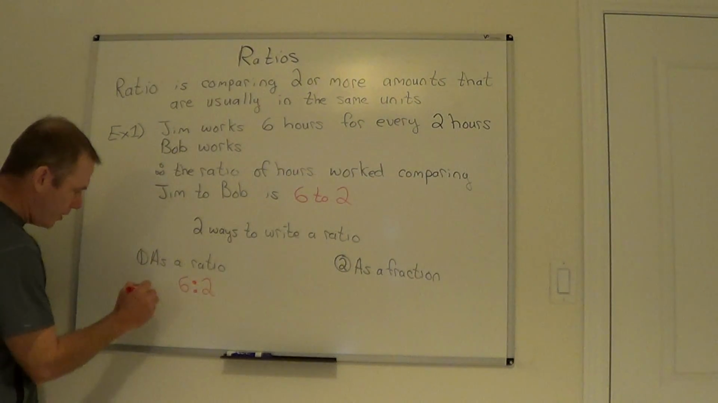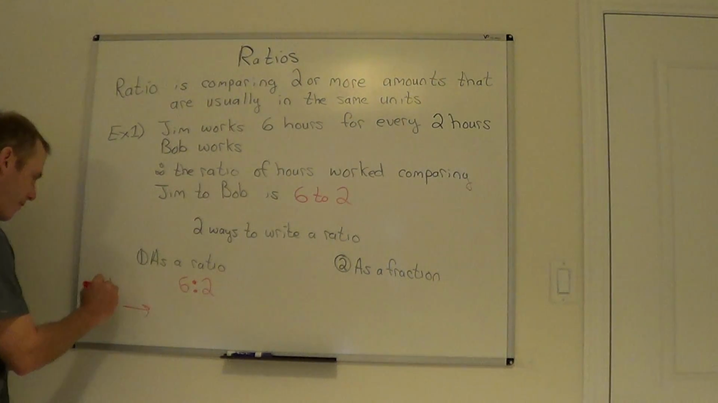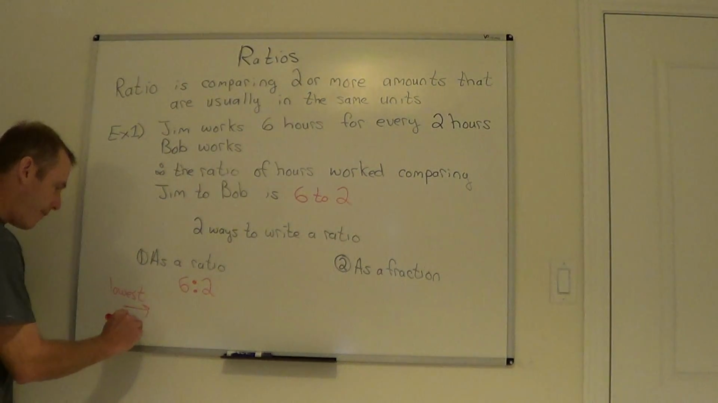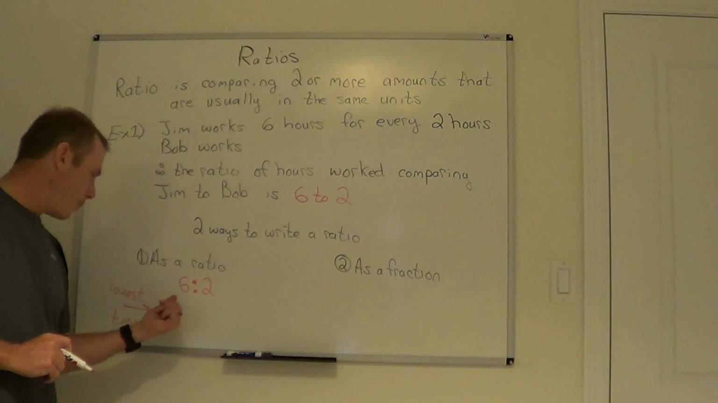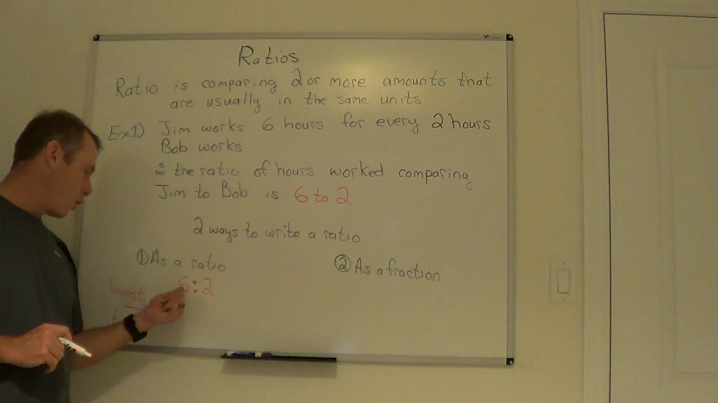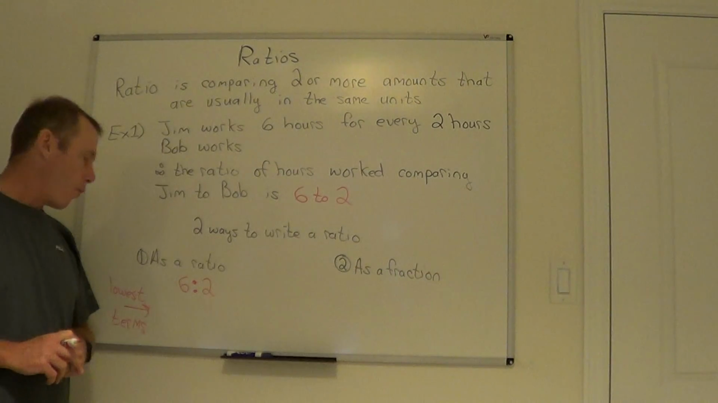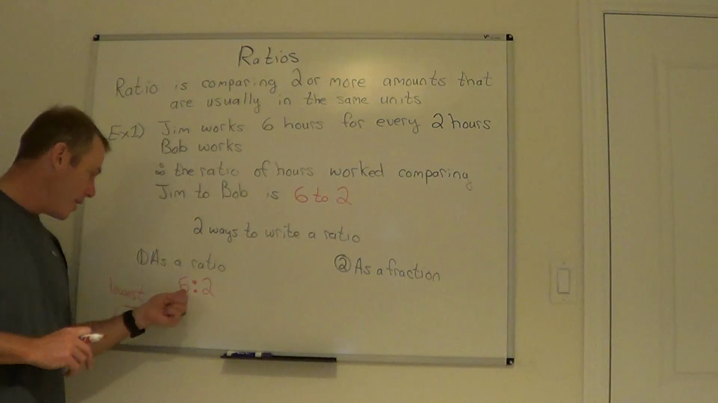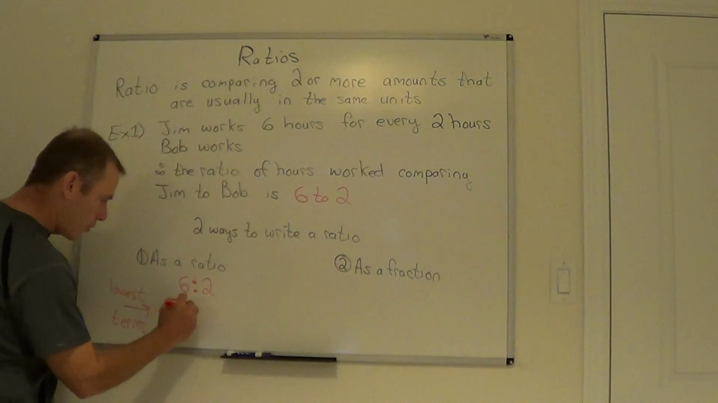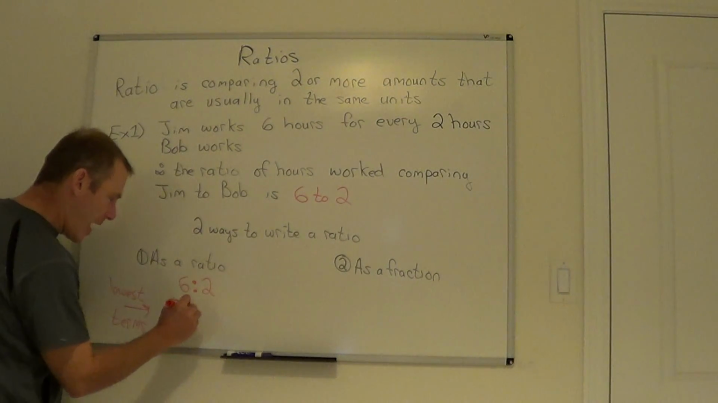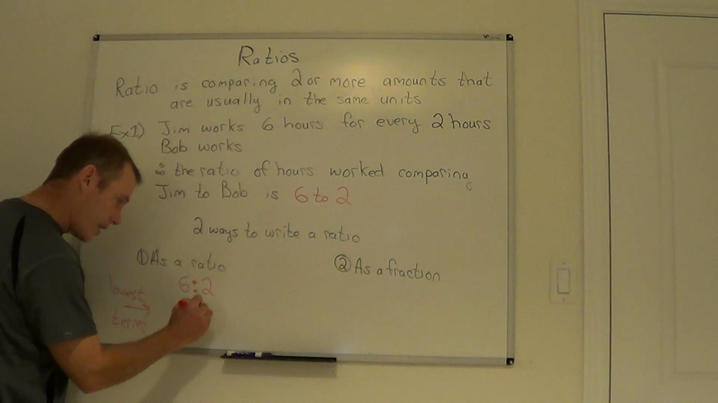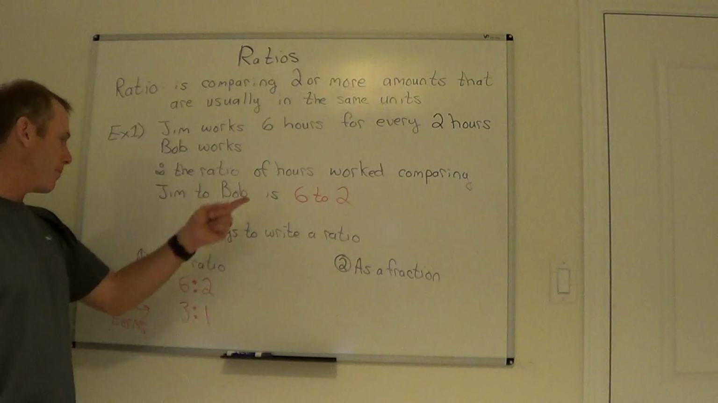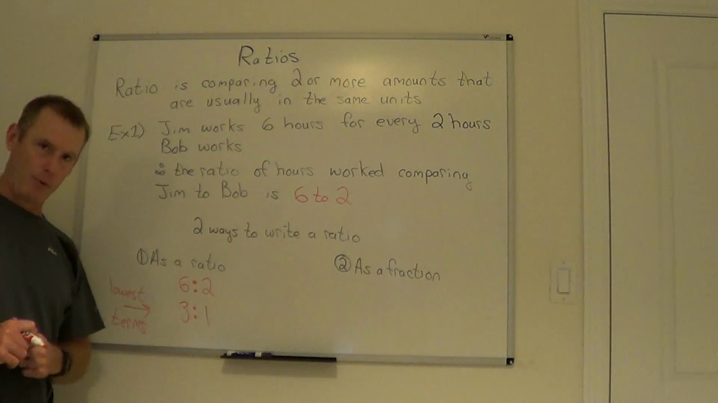Now, when you're dealing with a ratio, what you want to do is always have it in lowest terms, which means if there is a number that can go into 6 and 2 nicely, we're going to divide each of those numbers by it. And there is a number, in fact it is 2. So 6 divided by 2 is 3, and 2 divided by 2 is 1. And so the ratio of work from Jim to Bob in lowest terms is 3 to 1.